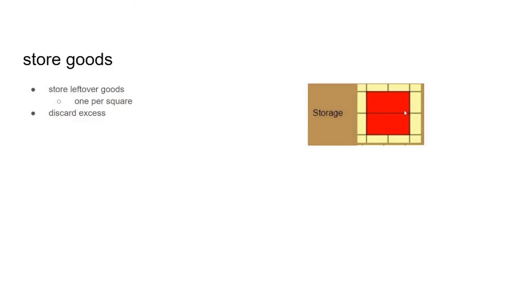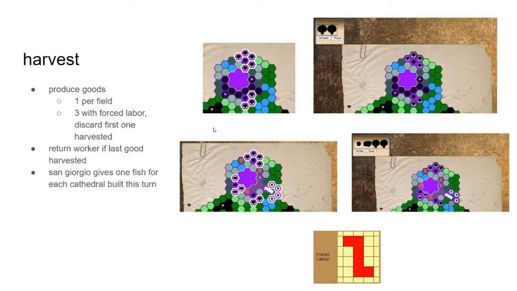So if I had 5 leftover fish, I could store 4 in this storage building, and I would have to discard the last 1. If I didn't have any storage and I wasn't venerating a saint that allowed me unlimited storage, I would have to discard any of my goods that I have left. So after we've taken care of storing our goods, then we can harvest more goods.